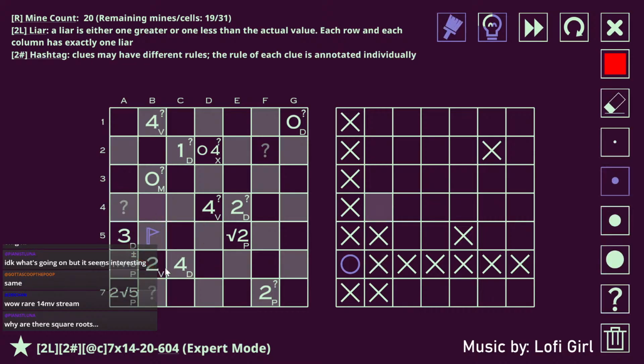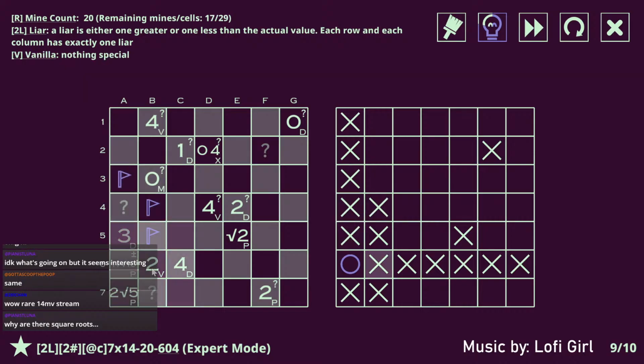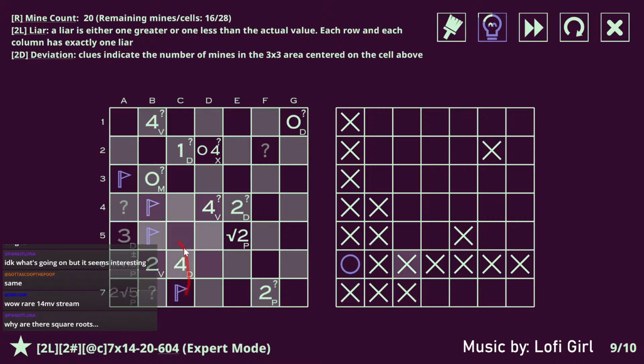So some number of mines here. 3 deviations done. 2 vanilla means one of these is a mine. This root 2, root 5 already sees something root 5 away, so it must have something that's 2 away. And now that's empty.